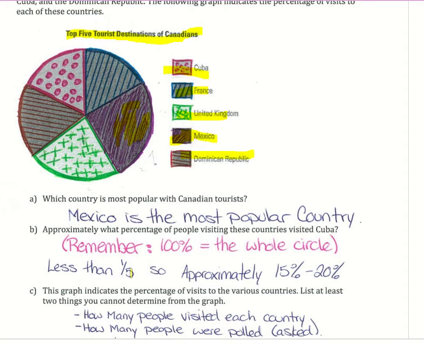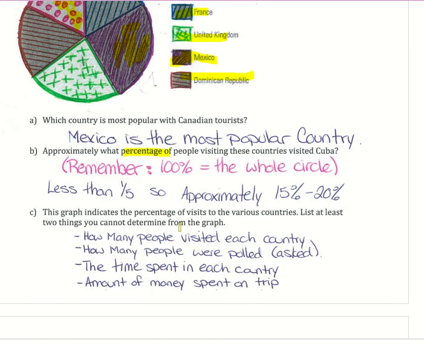And it looks like about 1/5 of the pie is taken out, so approximately 15 to 20%. 1/5 is about 15%, about 20%. That's because it said percentage, it didn't say how many people. So this graph indicates percentages of visits to various countries.